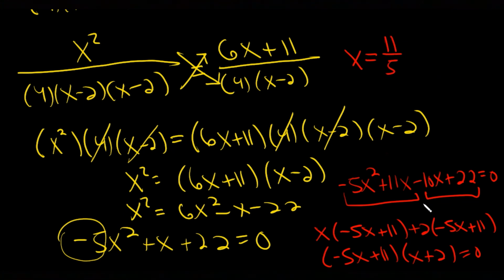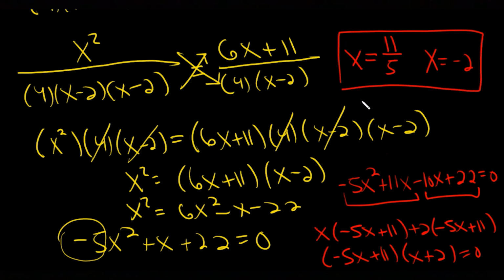The other solution, look at your last factor here. If I take x plus 2 and I set it equal to 0, that will give me x is equal to negative 2. So I get x is equal to negative 2, and here we go. Okay, now we do have to check to see if one of them is going to be extraneous.